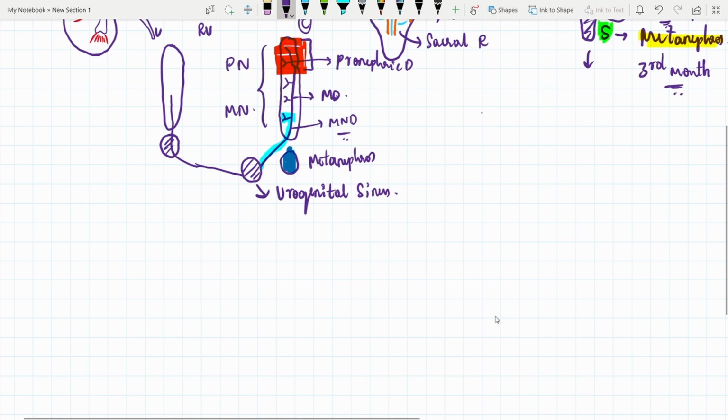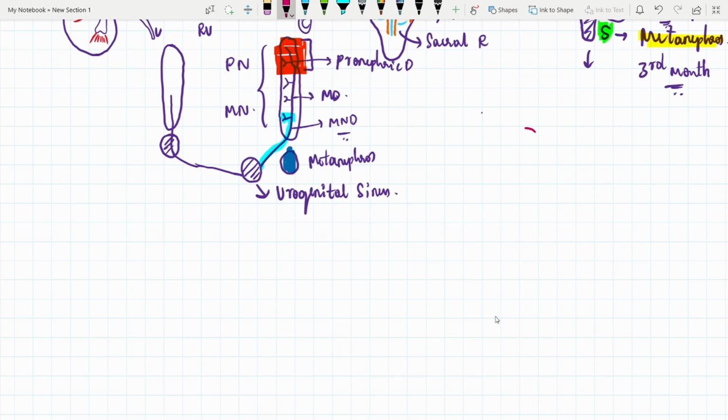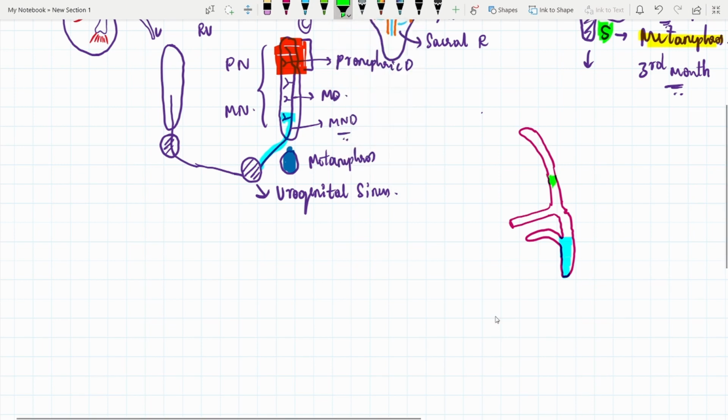The urogenital sinus, you can see, so this is the foregut, right? This is the midgut. And this is the yolk sac which is connected. This midgut part is connected to the yolk sac, right? And this is the allantois, a small projection from the hindgut. And this is the hindgut, right? This is the midgut.